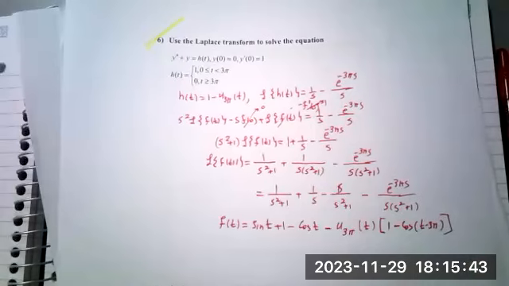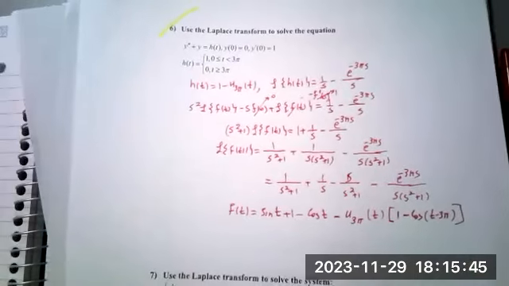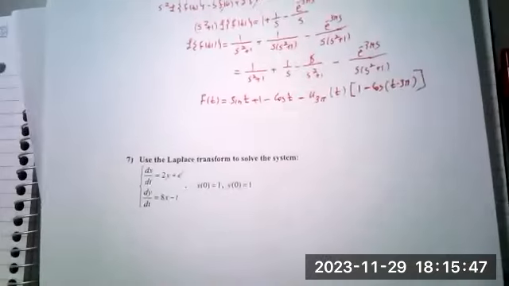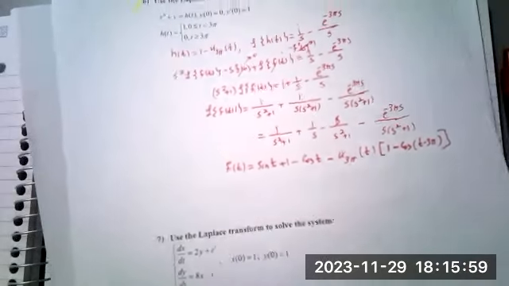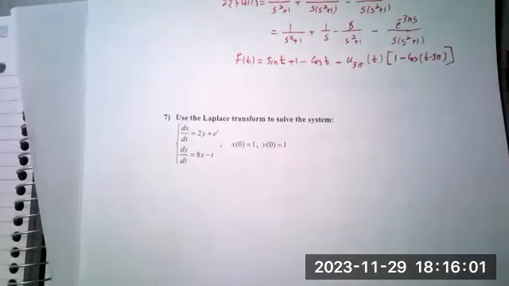Otherwise, it's standard. You take the Laplace transform of both sides, and eventually we get a nice function. So this is the final answer: sine t plus 1 minus cosine t minus u sub 3 pi of t, and the transformation of t goes to t minus 3 pi. Okay, that's one. And number 7, good luck.